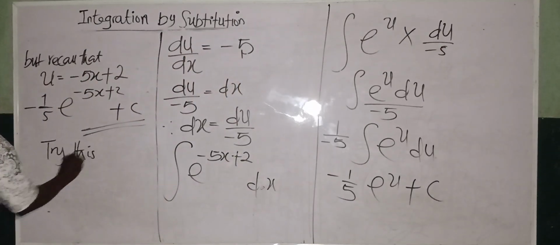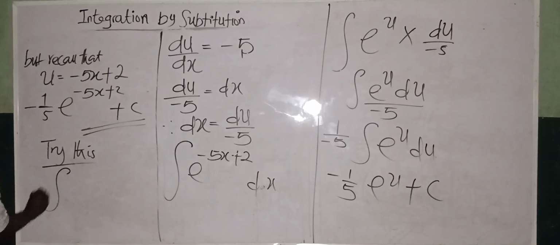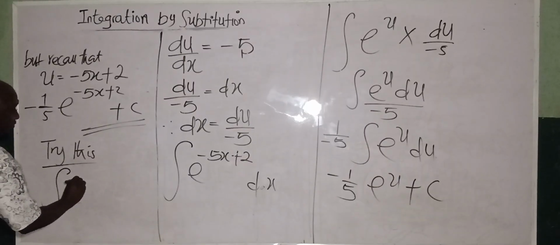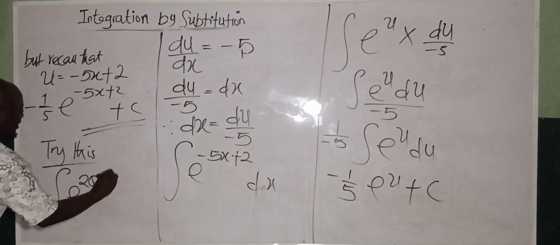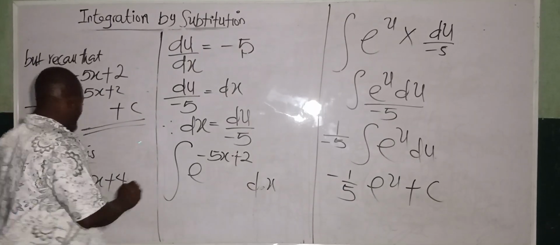Try this. Drop your answer in the comment section as we do the following ourselves. Look at this here. We have 20x plus 4. Here we have this. So by substitution, please, dx.